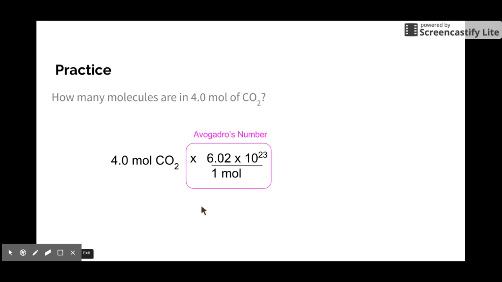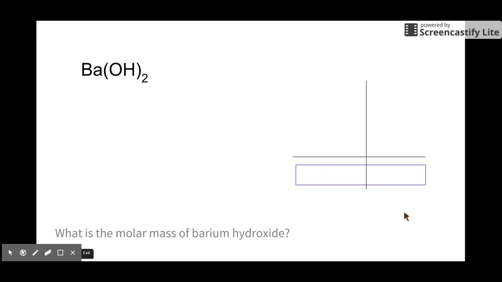If I use Avogadro's number and I take 4.0 moles of carbon dioxide, multiply it by Avogadro's number per 1 mole, I'm going to get my answer. That's literally taking 4.0 moles of CO2, timesing it by 6.02 times 10 to the 23rd particles or molecules, and then dividing it by 1 mole. The moles cancel out. I'm left over with just the number of molecules, which is specifically 2.04 times 10 to the 24 molecules.